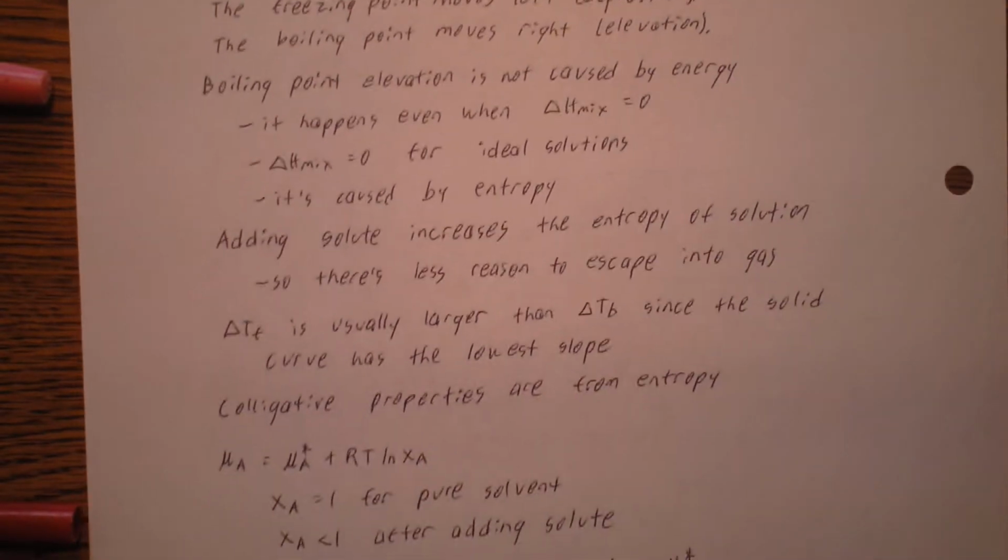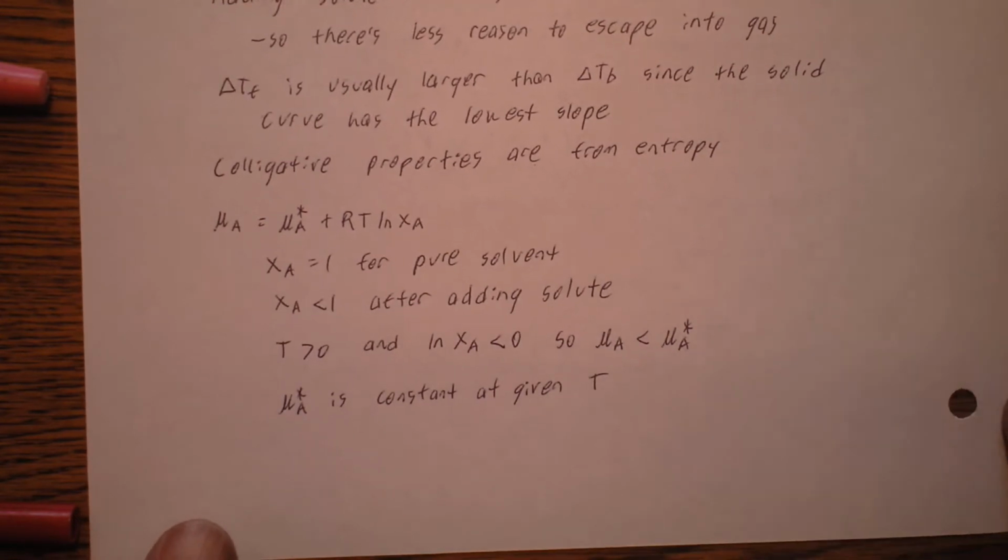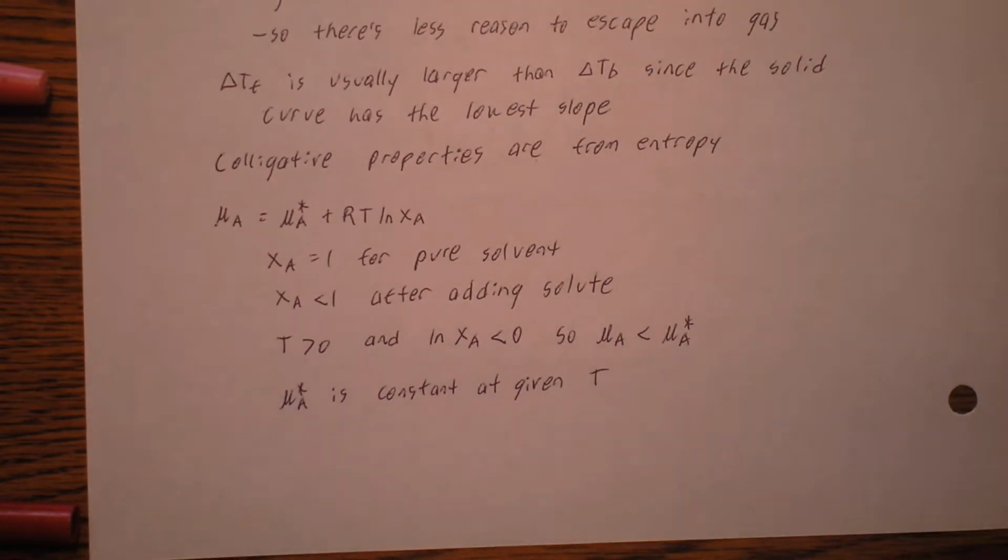And like I said already, the colligative properties are from entropy. The chemical potential of the substance A is equal to the chemical potential of the pure substance A plus the gas constant R times the absolute temperature times the natural log of the mole fraction of substance A. Now the mole fraction of A is equal to 1 if you have pure solvent, and obviously it's less than 1 if you've added some solute.